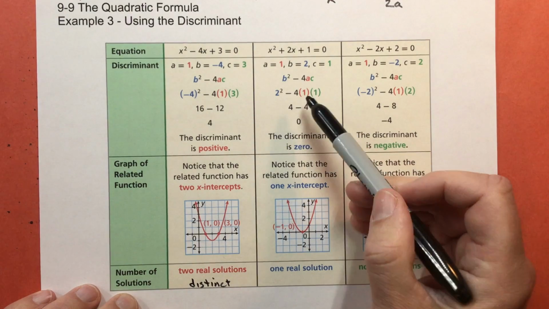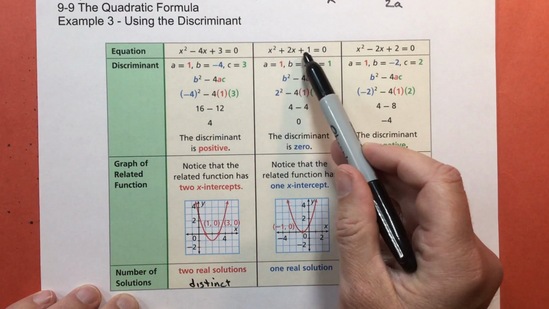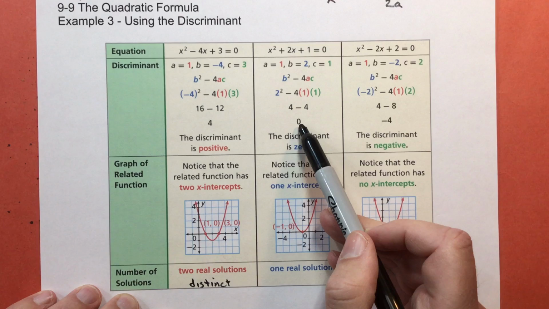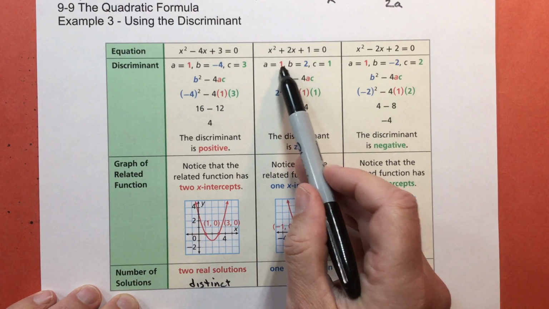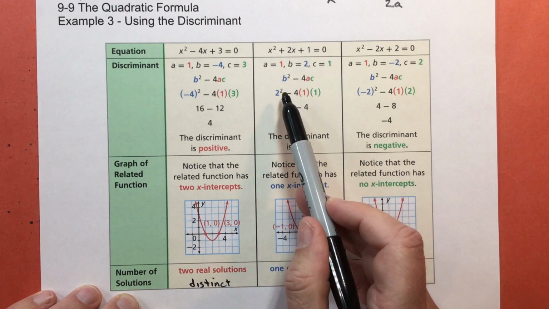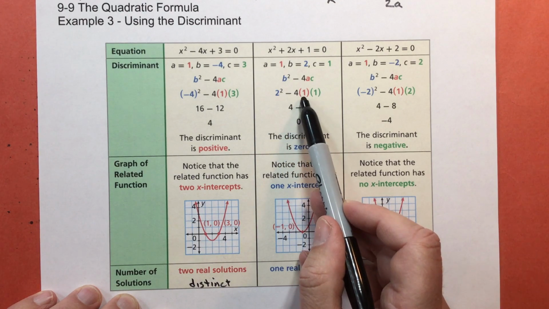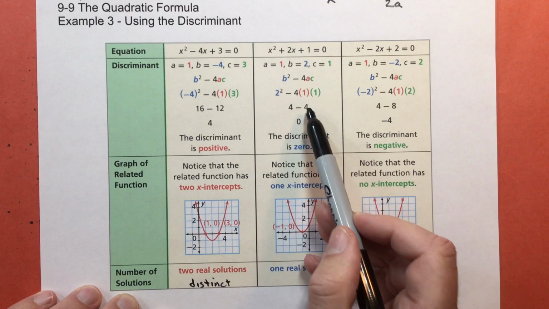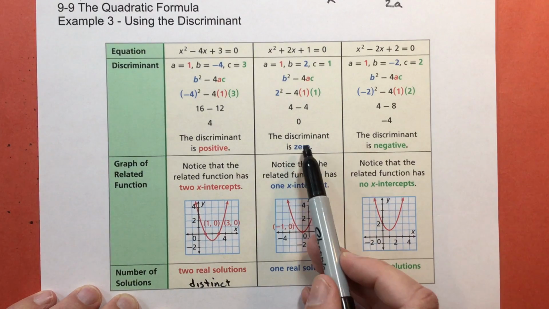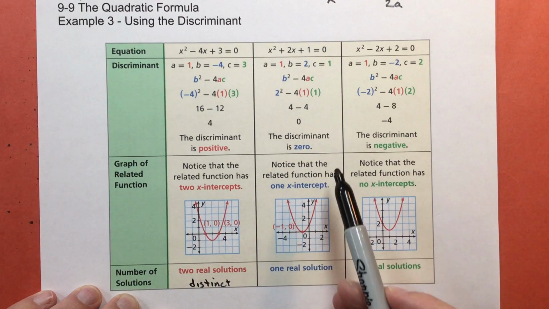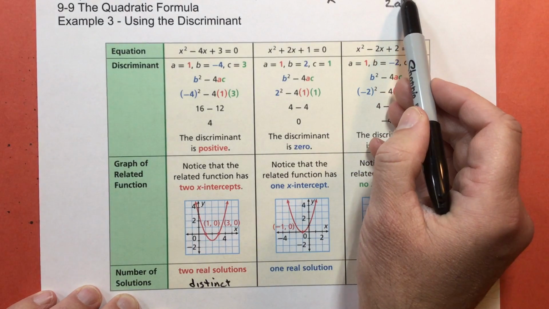But what happens if I get, like this example, a discriminant of 0? So a is 1, b is 2, c is 0. I get 2 squared. They should use parentheses here. 2 squared subtract 4 times 1 times 1. That's 4 subtract 4, which is 0. The discriminant is 0. And when I take the square root of 0, I get 0.